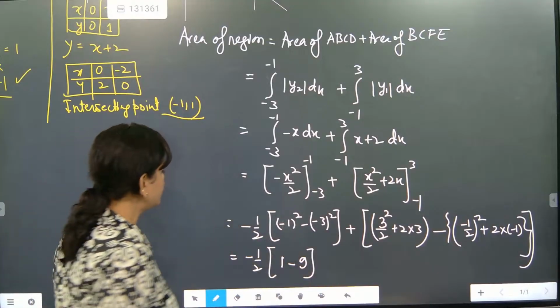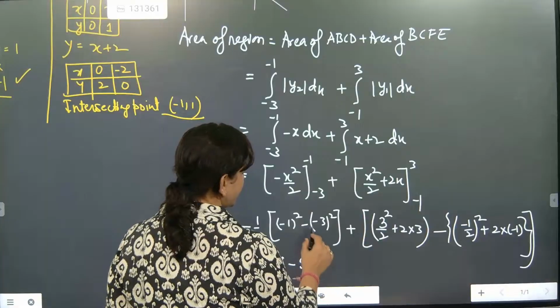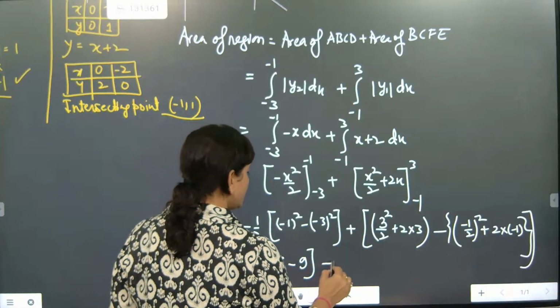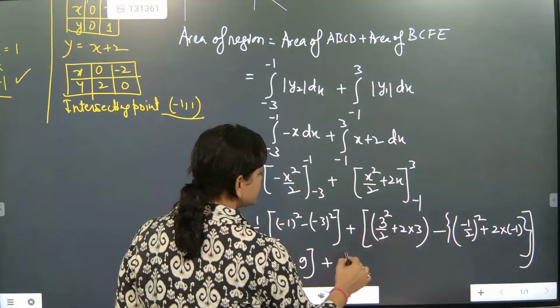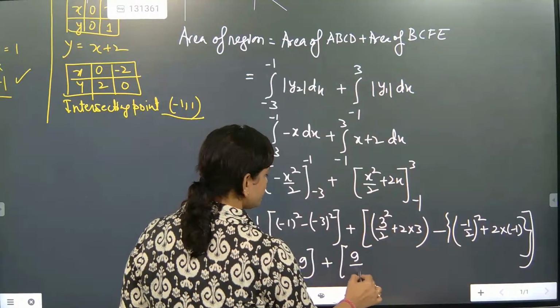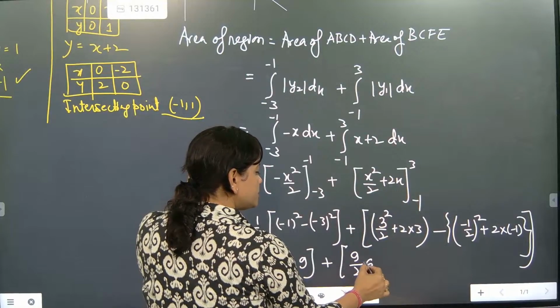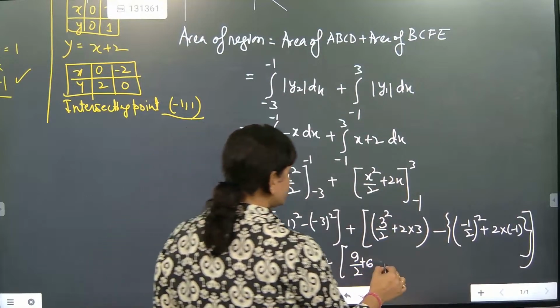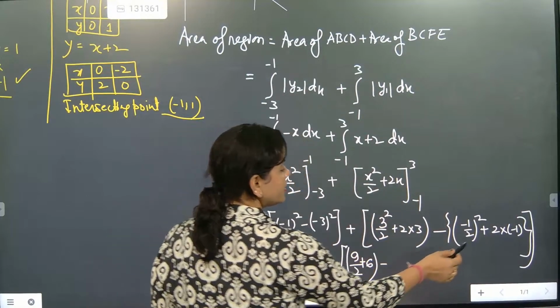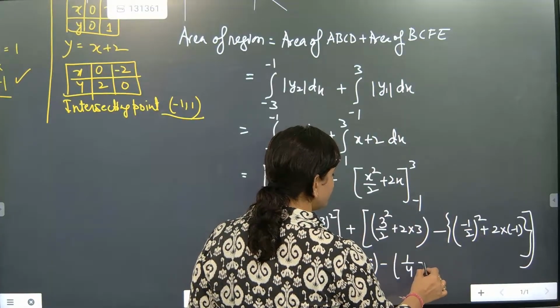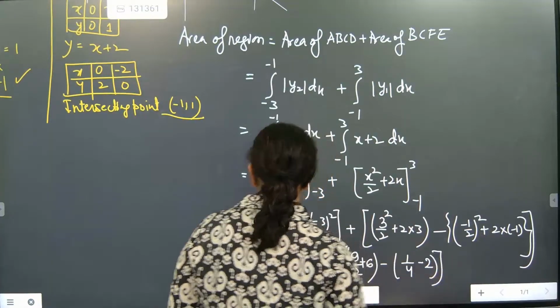So now look here. This part is coming as 1 minus 9, because minus 3 whole square is 9, plus this part is coming as 9 by 2. Here 2x is there, 3 we have put, so it is coming as plus 6. Calculation only is your duty. Now here it is minus 1 by 2, which will become 1 by 4 minus 2. Done.